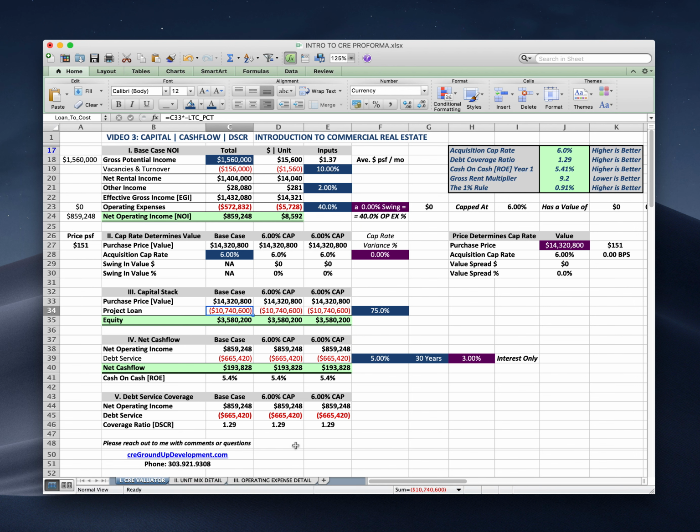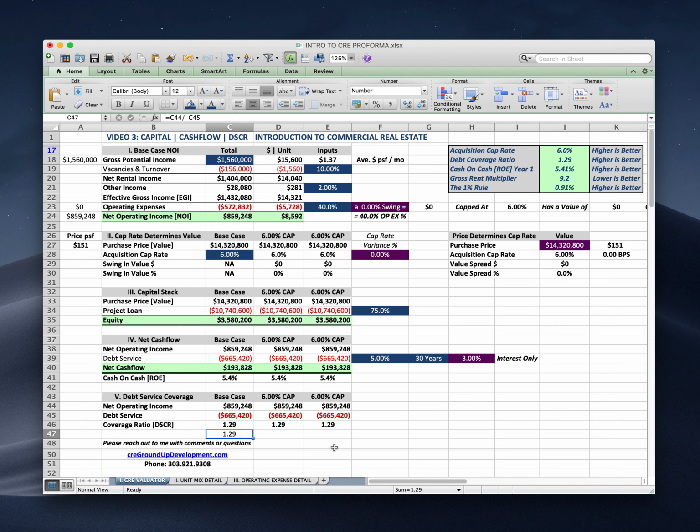Another way of looking at that is to say that if we looked at this and we said, well, I've got $859,000 divided by, and I'm going to keep this number positive here, by the debt service, by making it a minus number, that's where the 129 comes from.